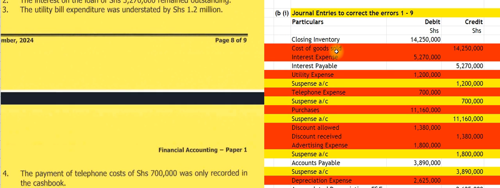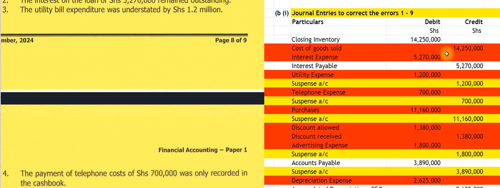Cost of goods sold. The closing inventory was not accounted for. That is the first error. So what is the impact of this on the profits? Now, when you omit the closing inventory, the cost of goods sold figure is going to be understated. So your profits were reduced. So on correction of this error, of course, our net profit is going to increase.